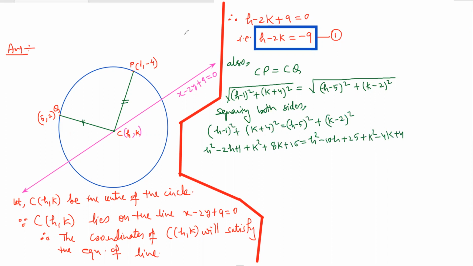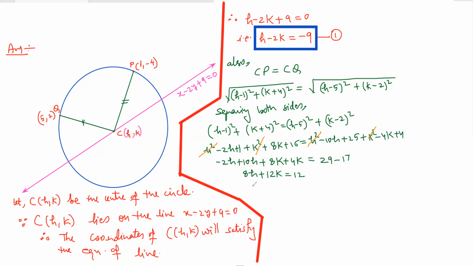Now, see here. This h² and h² will cancel. k² and k² will cancel. What do I have now? So I have here -2h + 10h, which will go on the left, plus 8k + 4k. 8k + 4k equals, you have here 25 + 4 = 29, minus 17 = 12. So you have 8h + 12k = 12.